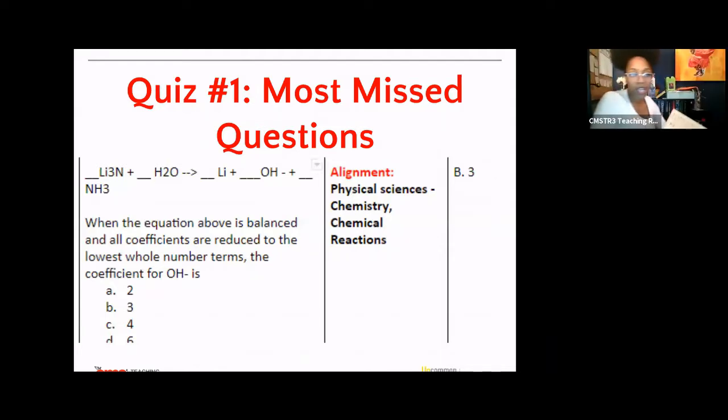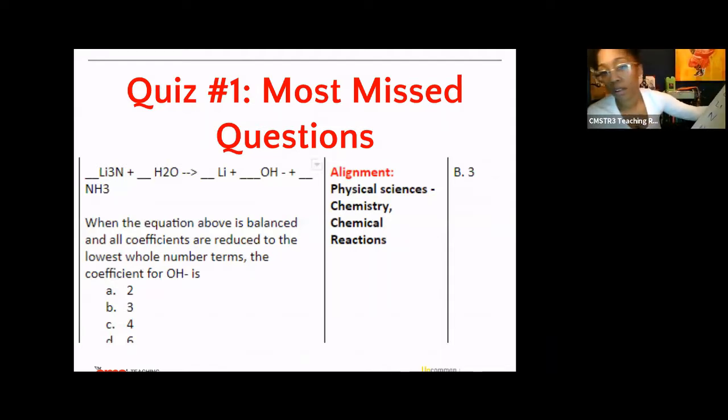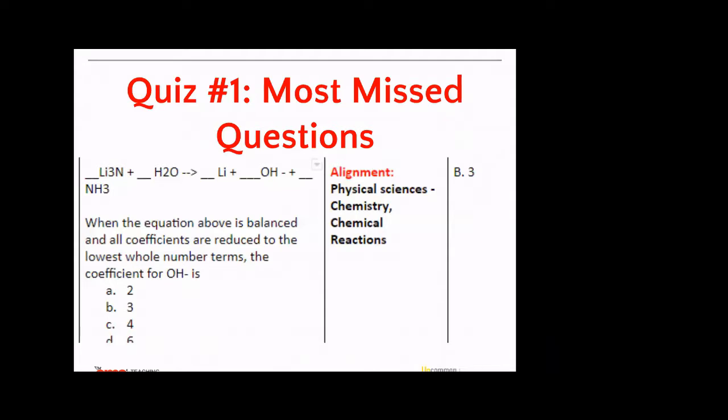So on the reactant side, I listed out, I have lithium, nitrogen, hydrogen, and oxygen, like that. I'm gonna do it on the other side, and I'm gonna keep it in the same order just because it'll be easier for me to check my numbers as I go through the problem.